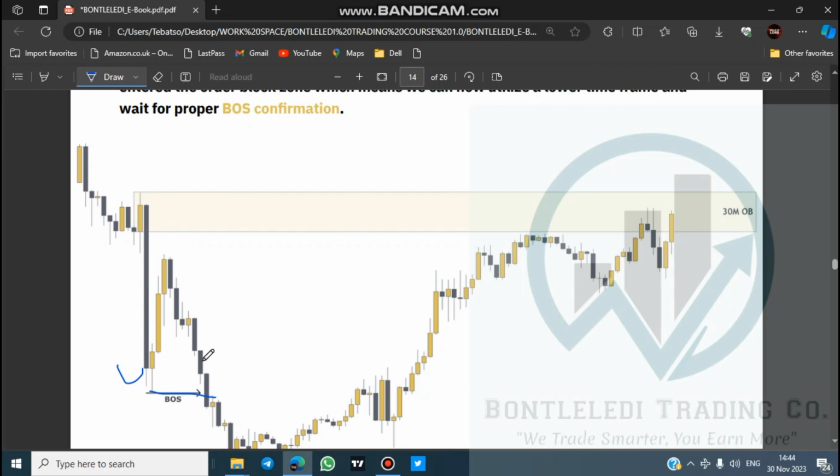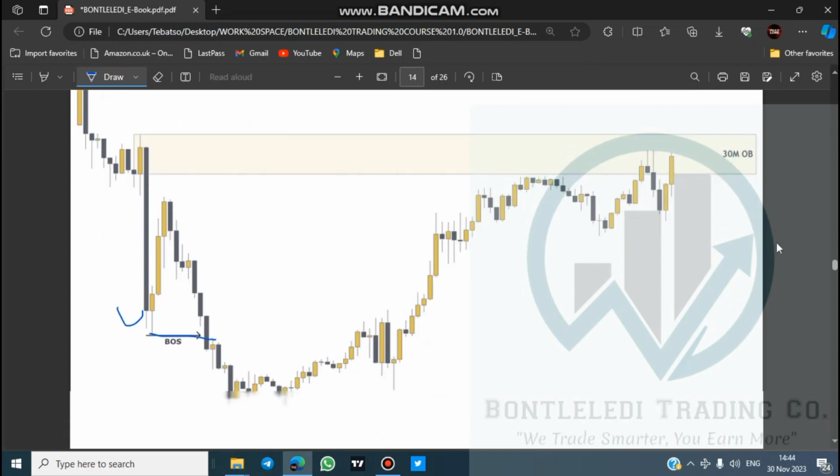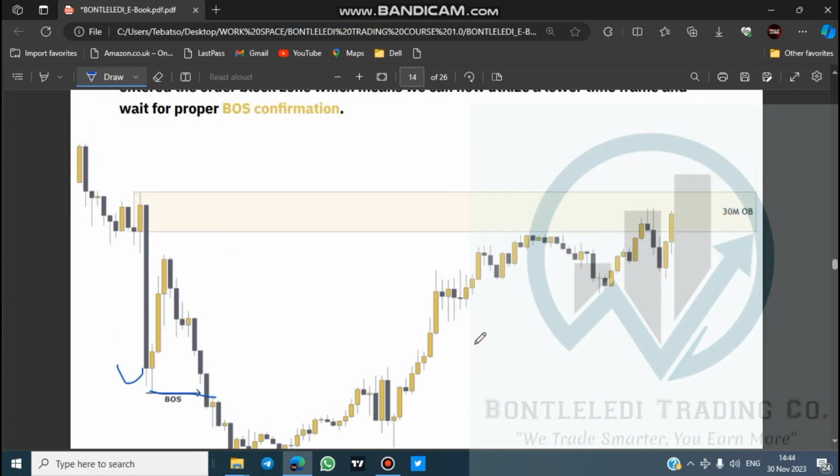You are patient, it's being tested now. This is it, it broke again, the break of structure. Now you wait for price to retrace back to where you have marked your order block over here. You're waiting for this opportunity. Now it came, and remember over here, it hasn't touched the open.